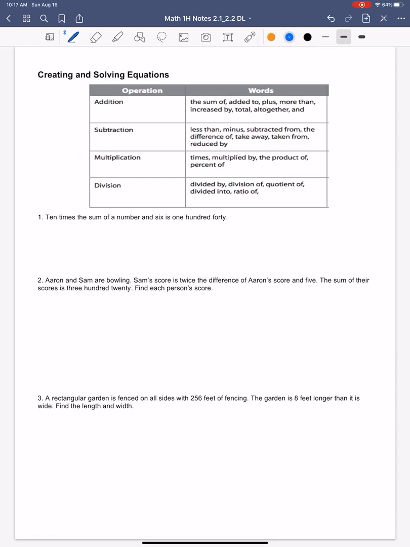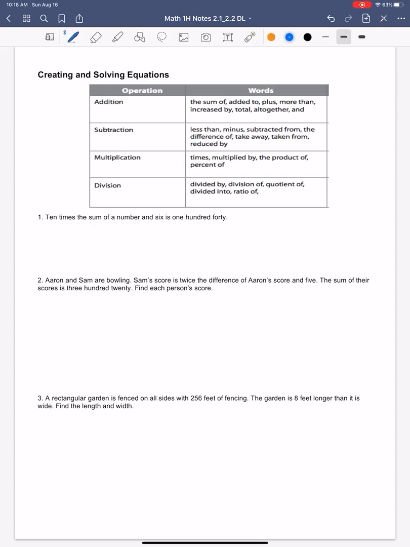Okay, we're going to do creating and solving equations here. These are some words that you may see that will indicate which symbol you're going to use. Addition would be things like sum, added to, increased by. Those would be addition. Subtraction, we know, would be less than, that's a good one, minus, the difference. Multiplication: times, obviously multiplied, and product is one that you've heard before. Division: divided by, and quotient is a big one for division. These are just some words that will tell you which symbol we're going to use.